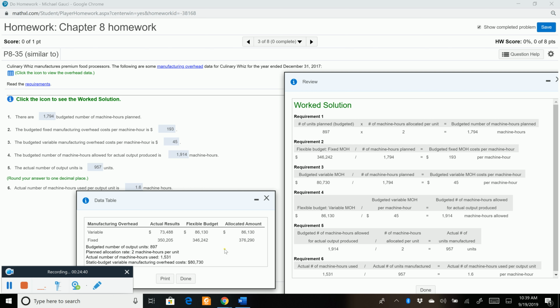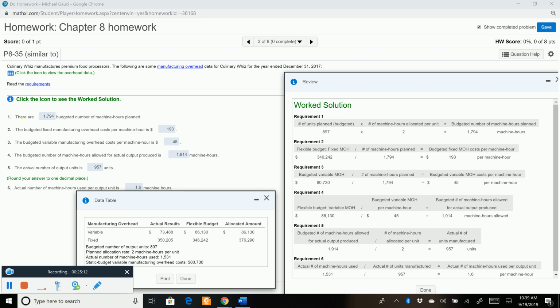Okay, and then the author also gave us the original budgeted number of output units. That was in the static budget, 897 units. Our plan is 2 machine hours per unit. The author gave us the actual number of machine hours used, and the author gave us our original static budget for variable overhead, $80,730. So this is all given to us, and we're going to need to look at this information as we answer these 6 homework questions.